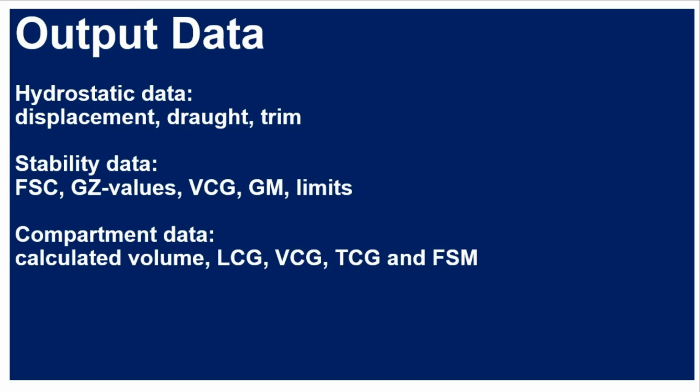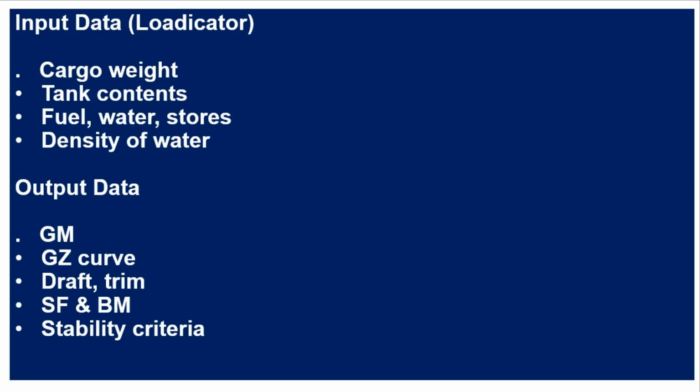Output data, hydrostatic data: displacement, draught, trim. Stability data: FSC, GZ values, VCG, GM, limits. Compartment data: calculated volume, LCG, VCG, TCG, and FSM. Loadicator inputs include cargo weight, tank contents, and density, while outputs include GM, draft, trim, and structural stresses.